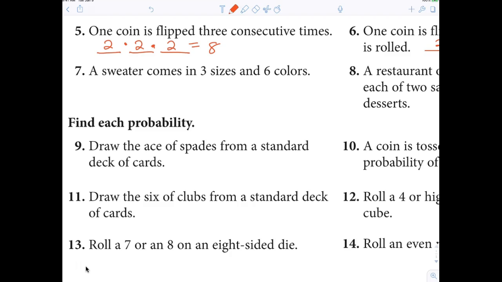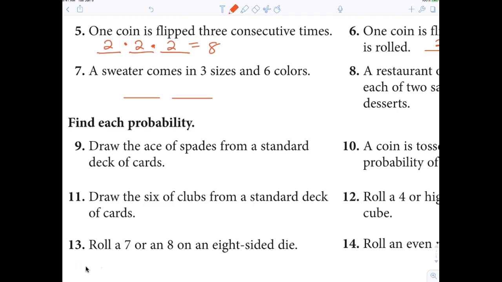There'd be 3 different sizes times 6 different colors. 3 times 6 today is? 24. Wait a minute, 18! Oh man, Diesel, you're killing me today. All right, he is correct. His process is correct. We just forgot what 3 times 6 was.